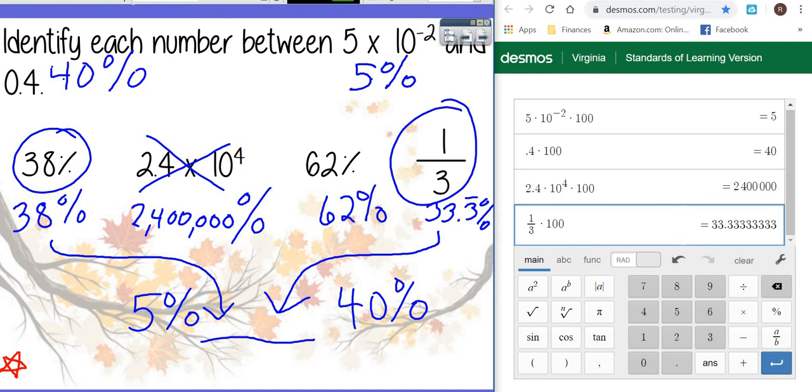Usually when a question says identify each number between, that means there's going to be more than one, because otherwise they would say identify the number between. So be careful and make sure you don't stop just because you saw that 38%. Okay, you got to check everything every time to make sure you get these right. Alrighty?